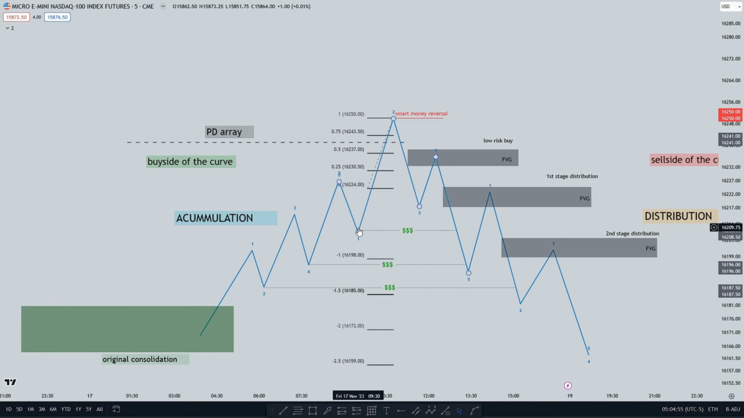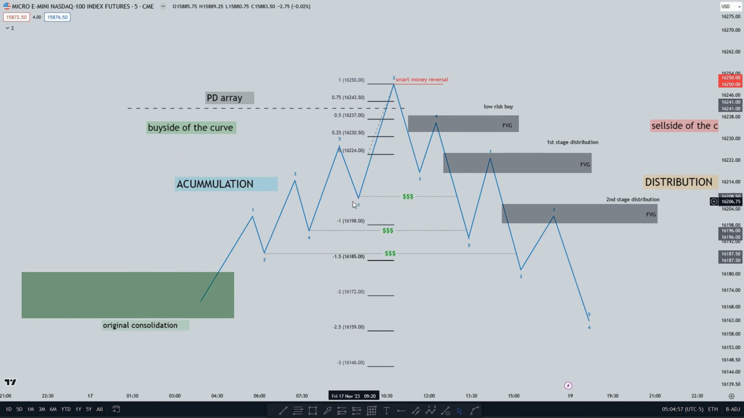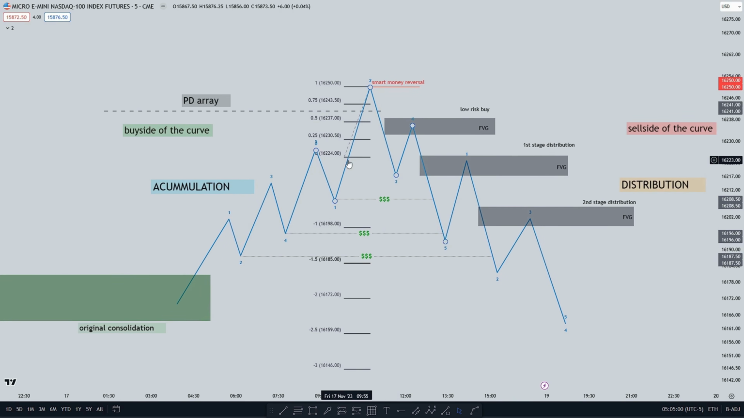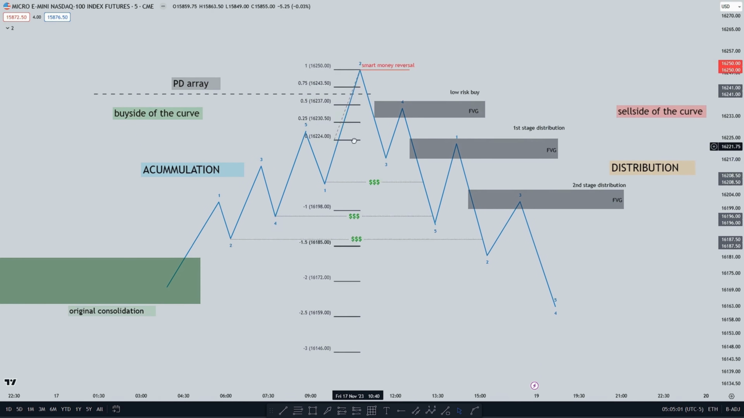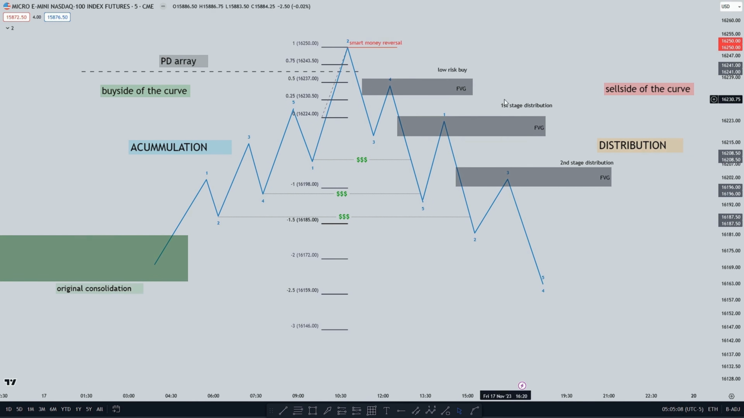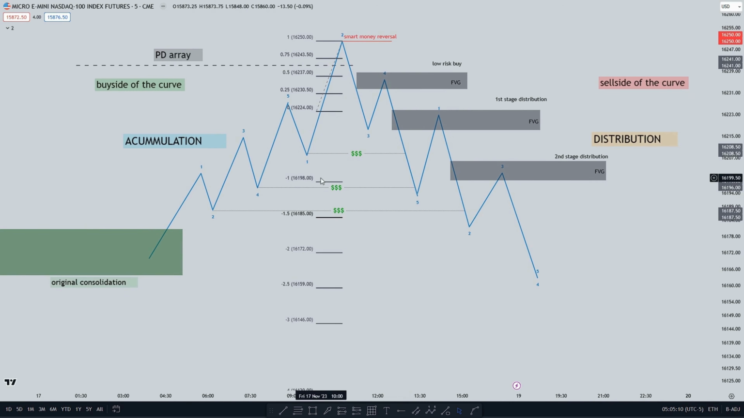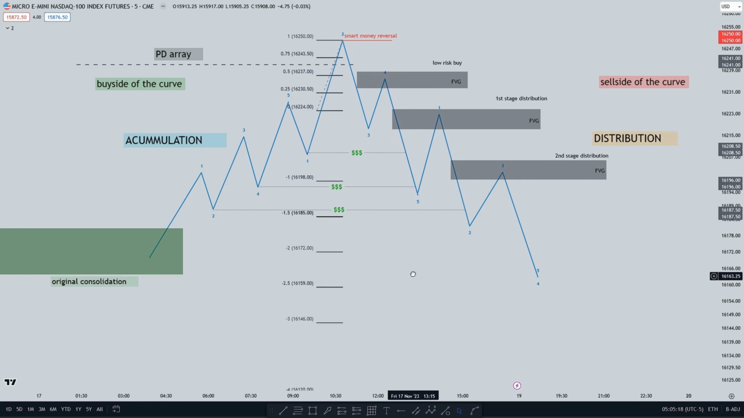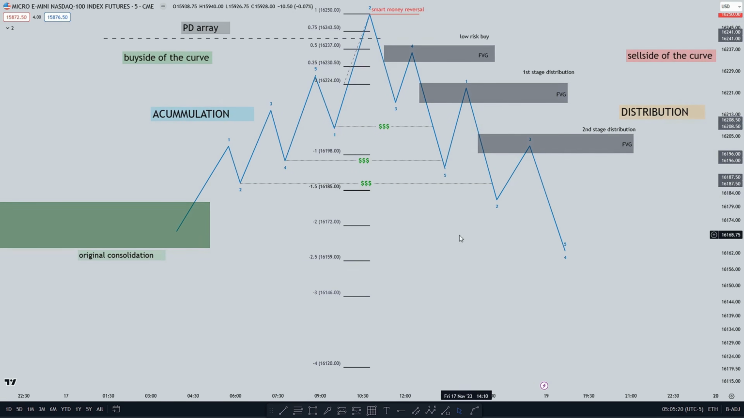I messed up a little bit on the smart money reversal. I made it a little bit too big, but right here you can see how it will look if the smart money reversal standard deviations were aligning with the first stage distribution. So as you see right here at the -1 to -1.5 range, we get a manipulation move to the upside to the fair value gap, and then get a distribution down to the -2 to -2.5 range.